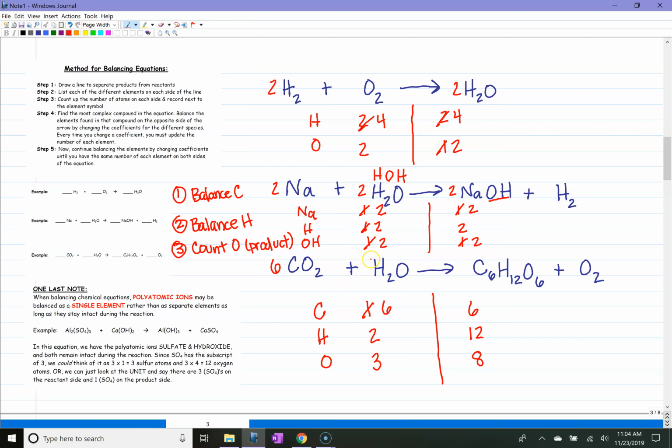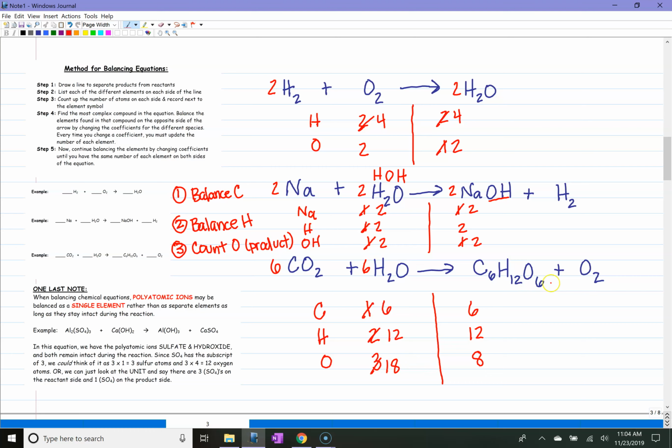I have 12 on the product side, so I need to put a 6 in front of H2O. And that gives me my 12 hydrogens. Now I can count up the number of oxygens on the CO2 and H2O side, whether it's the reactants or the products. Most of the time, your CO2 and your H2O will be on the product side. So that's going to give me 6 times 2, or 12, plus 6 times 1, or 6, which gives me 18 oxygens on this side.